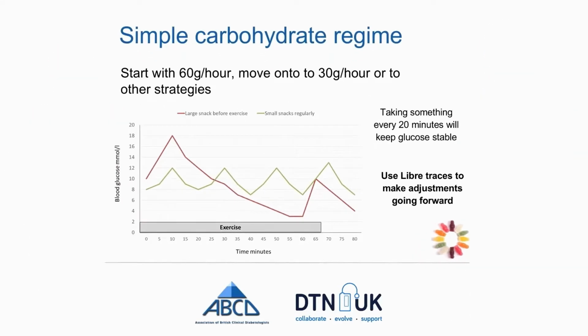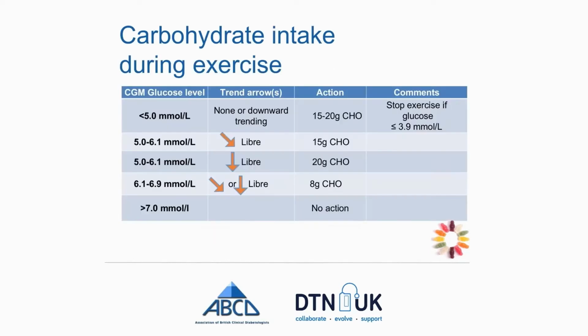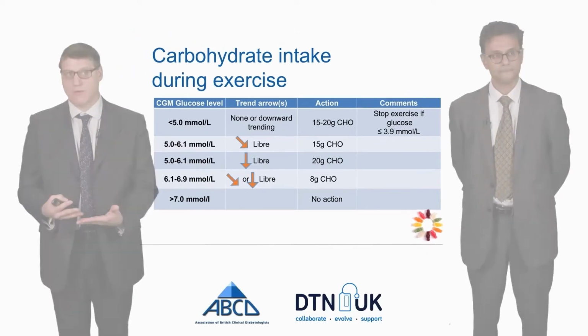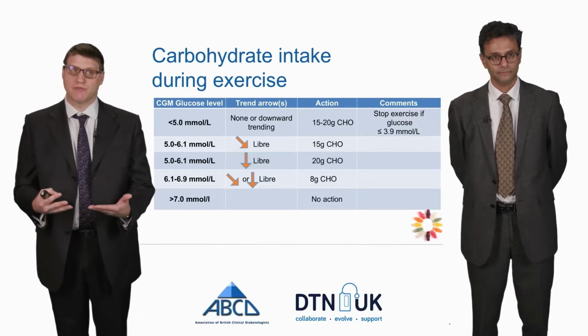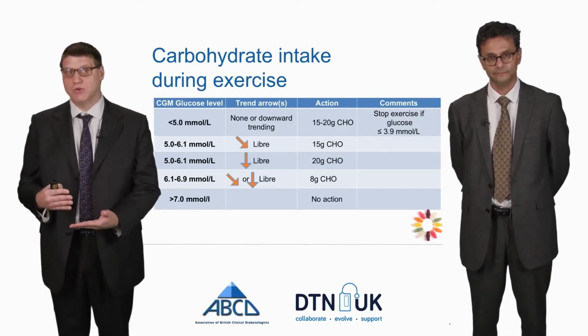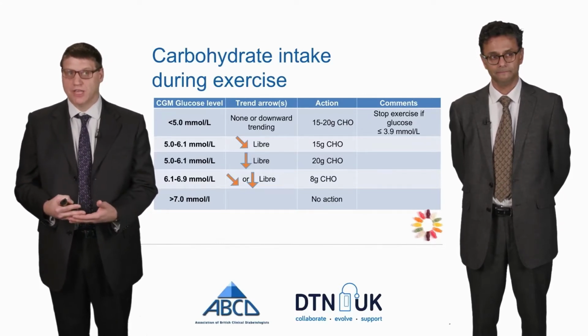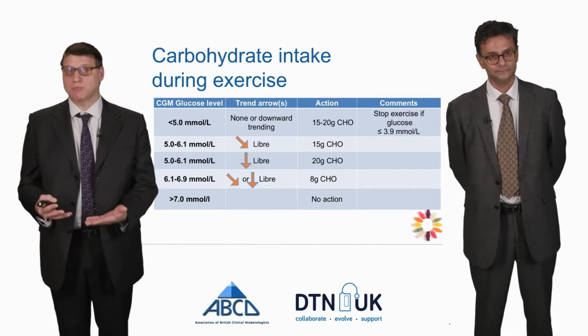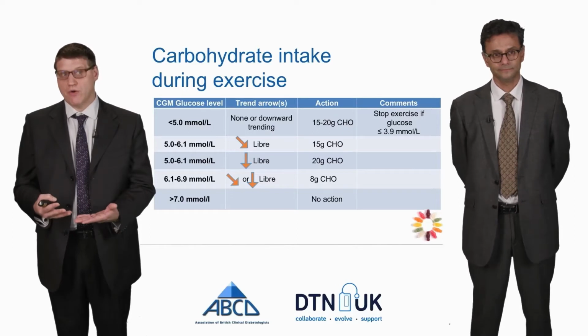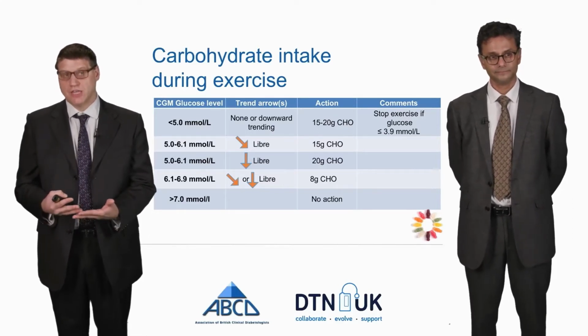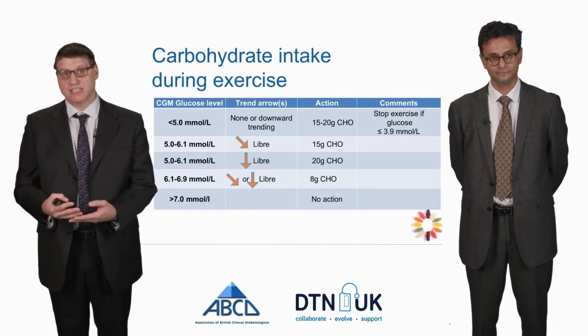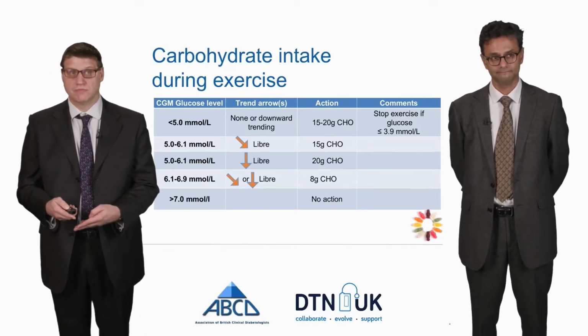The advantage that you have with the Libre is that you can also make changes whilst you are exercising to make sure that your blood sugars don't fall. And this is another one of those algorithms that you can use. What's shown on this algorithm is what to do at each glucose level depending on what the trend arrows are. So for example, if your blood sugar is between 5 and 6.1 and you have a trend going downwards, then we would suggest that you take 15 grams of carbohydrate. That's roughly 3 jelly babies. Similarly, if it's between 6.1 and 6.9 and you've got an arrow going down, we'd say that you take 8 grams of carbohydrate. This way you can adapt and make sure that your blood sugar stays steady during the sport.